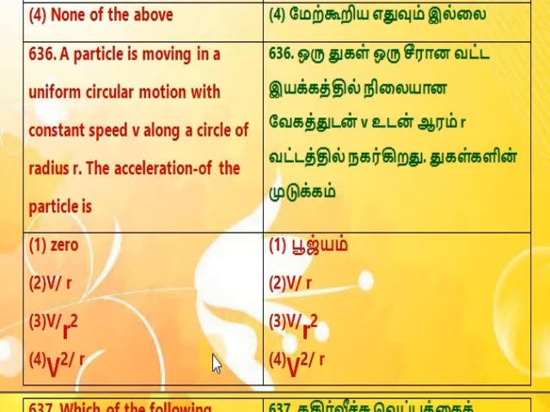636. A particle is moving in a uniform circular motion with constant speed v along a circle of radius r. The acceleration of the particle is: 1. 0, 2. v/r, 3. v/r², 4. v²/r.